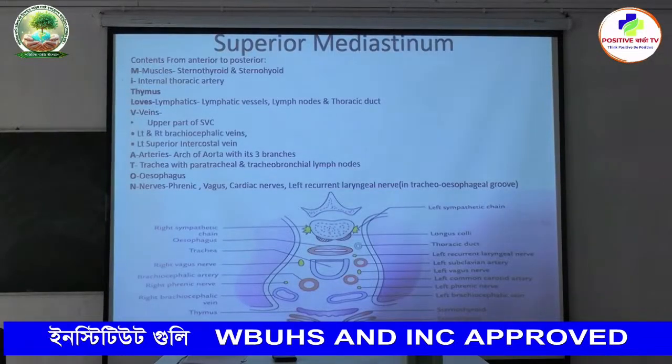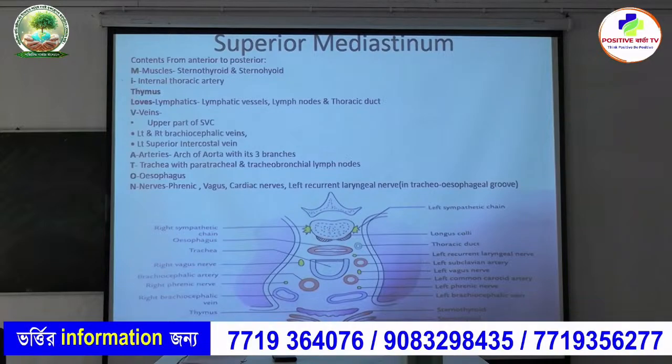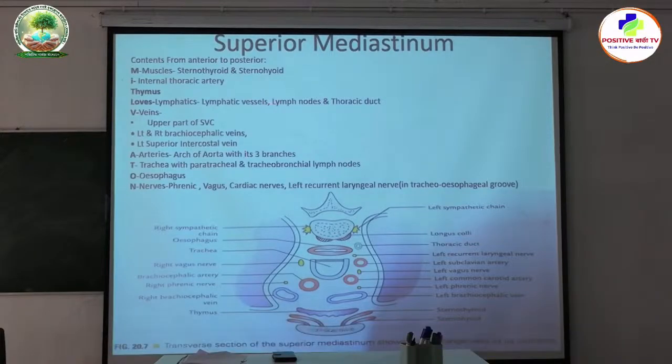Okay, so contents of the superior mediastinum from anterior to posterior, you can remember like this: M-I-N-D, T-L-V-A, T-O-N. You can remember like the mnemonic. Muscles are the sternothyroid, sternohyoid. I is internal thoracic artery. It is lying in the anterior chest wall. Thymus gland is present. L is for lymphatics, lymphatic vessels. Thoracic duct and lymph nodes are present. Veins are the upper part of superior vena cava, left and right brachiocephalic vein, left superior intercostal vein.